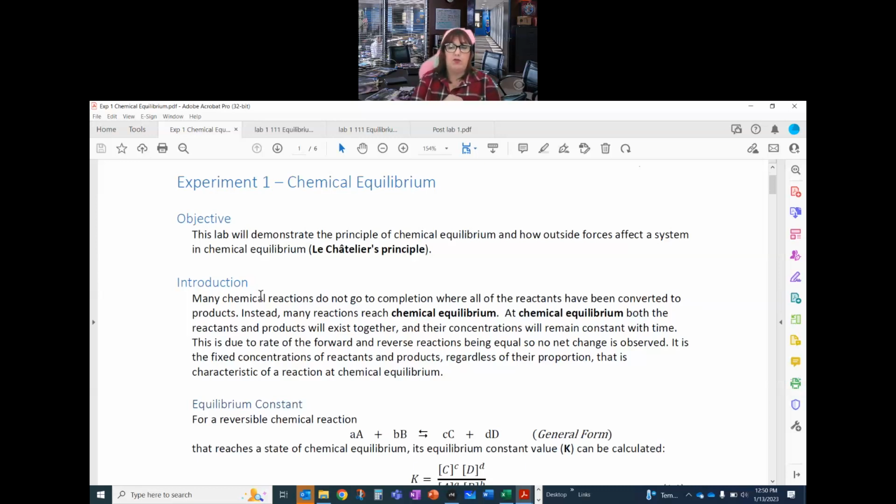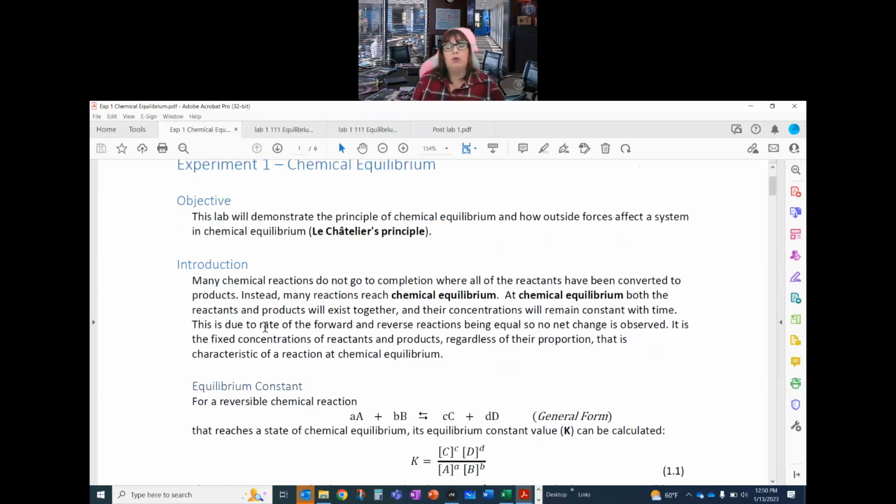So we're going to force this reaction to go all the way forward for one set of this, and then we're going to let it approach equilibrium for the other set, and then figure out what the equilibrium concentrations are and use that to calculate the equilibrium constant for this reaction.